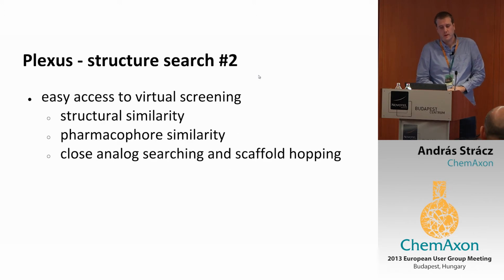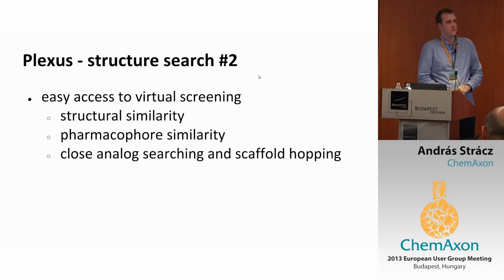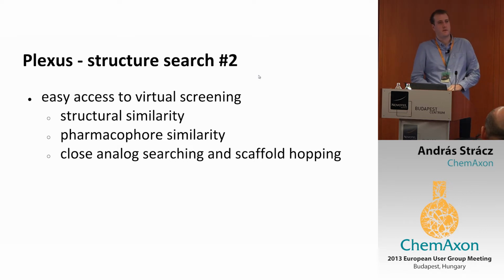Also, as an extra, we have made it easy to access virtual screening tools in the structure search feature by integrating 2 extra fingerprints that let you do structural similarity and pharmacophore similarity searching based on ECFP and FCFP. These are pretty good when you want to do some basic close analog searching or look for scaffold hopping targets.